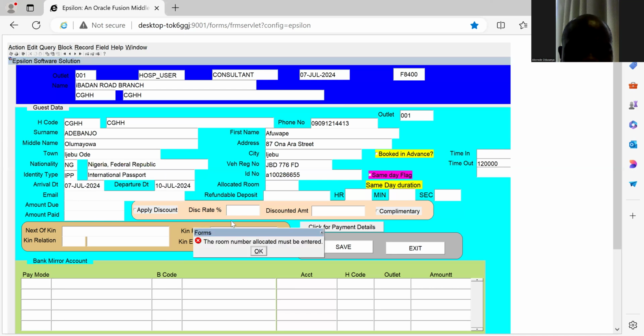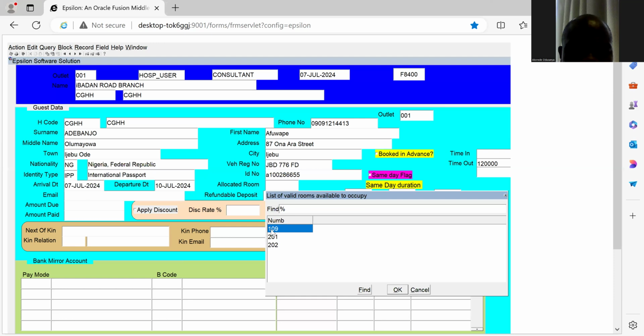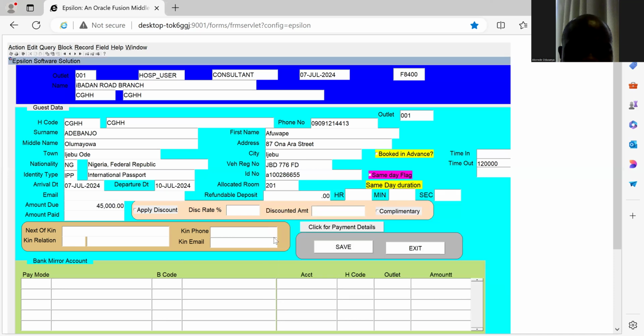Immediately you do that, the system will compute. So, okay, when you choose the room, this is the room allocation now. If you look at it, 109, that checkout is available now. It's available now, so let me take another room, 201. The system computes the amount immediately. From 7th to 10th, 45,000. It means each night is 15,000, because this is for 3 nights. Then the email address of the customer.